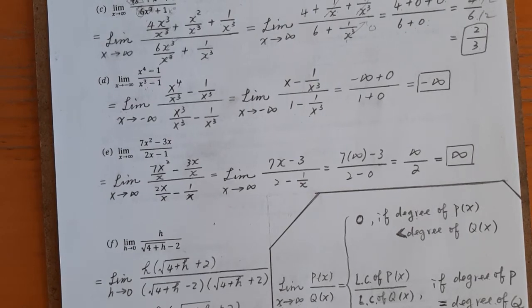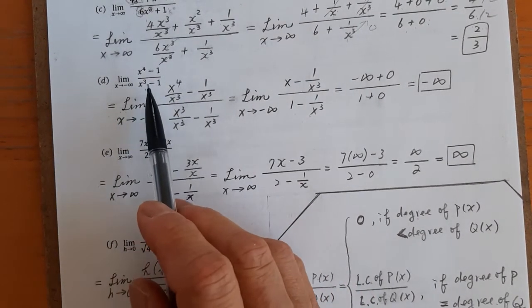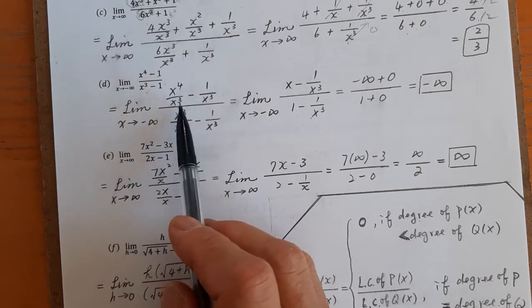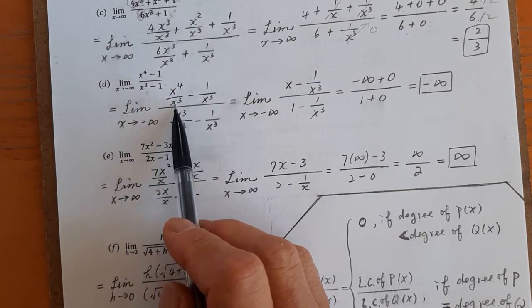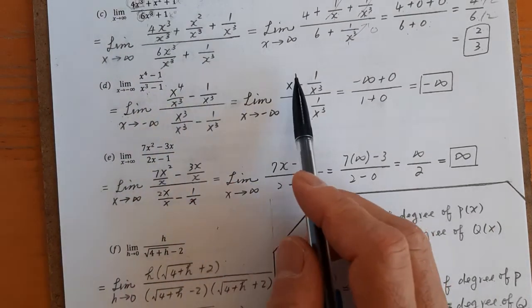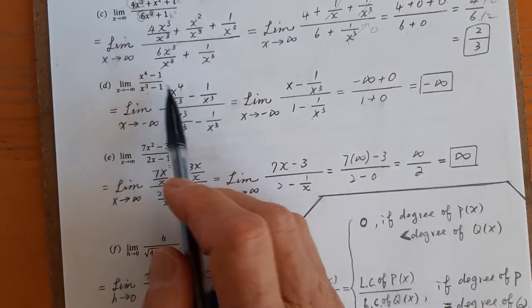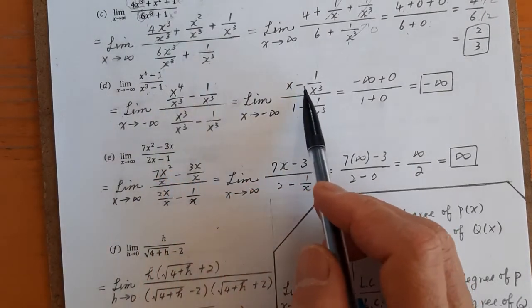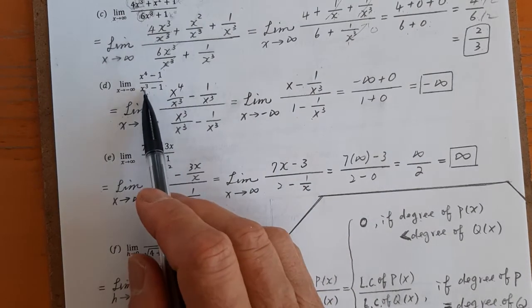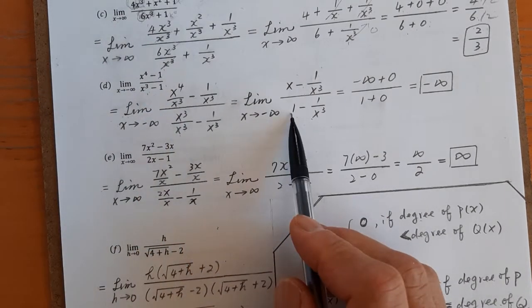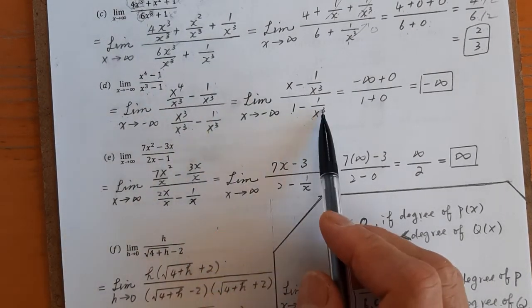So you do, first of all, divide each term by x cubed. X to the power 4 divided by x cubed, 4 minus 3, is x to the power 1. And minus 1 over x cubed. And x cubed over x cubed is 1. Minus 1 over x cubed.